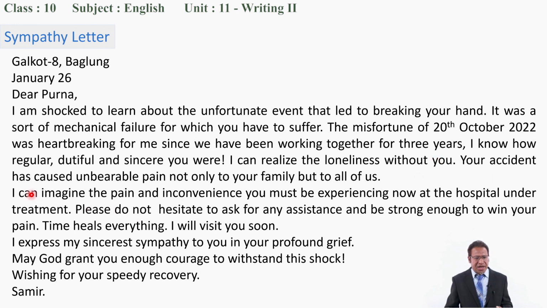Your accident has caused unbearable pain not only to your family but to all of us, as we have written in the previous example also. You can always use this one. Your accident has caused unbearable pain, irrecoverable loss, not only to your family but all of us. Don't say loss here. Loss is basically used in condolence. When you are giving sympathy, then say unbearable pain, not only to your family but all of us. Then you can go on adding other information given there.